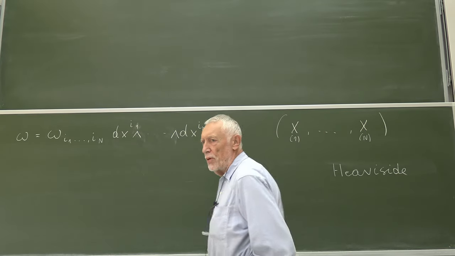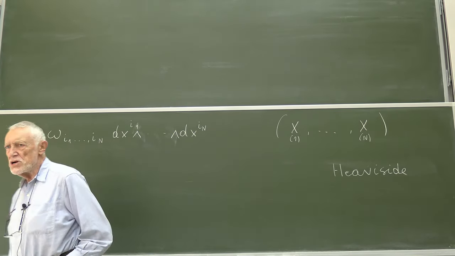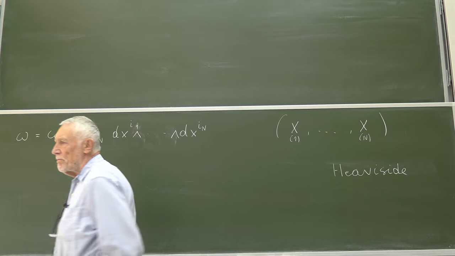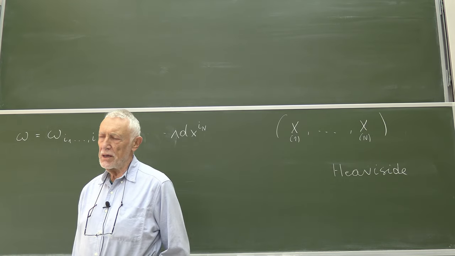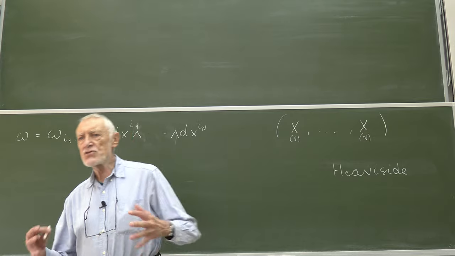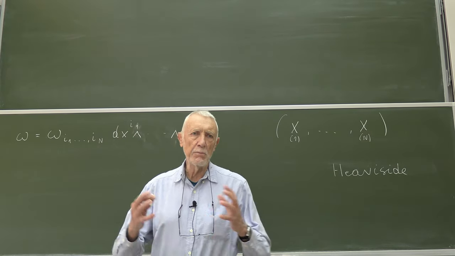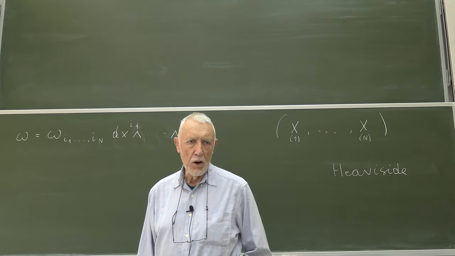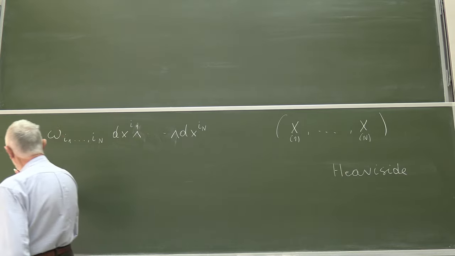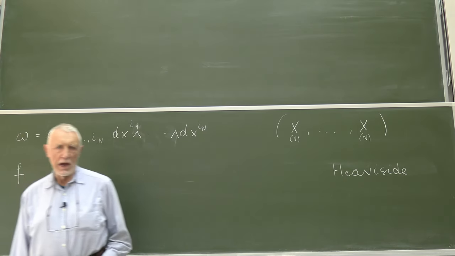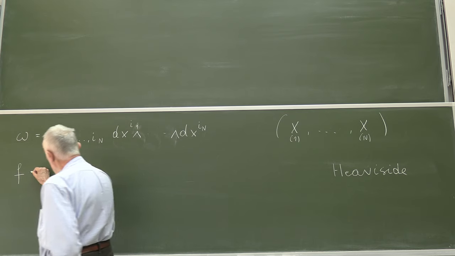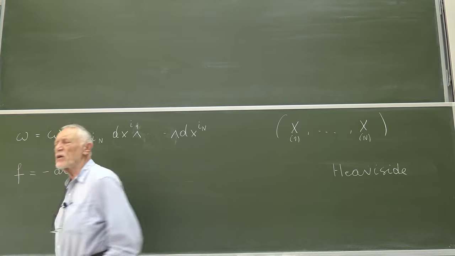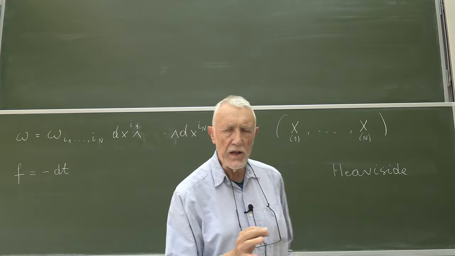So as I told you, the great discovery of Einstein was that electric and magnetic field are just components of something bigger, of some four-dimensional object, namely the object which I will call F. And it is written like that, this is just a convention. There are also different conventions.